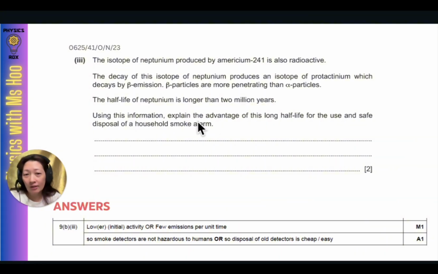So this is not in the syllabus guide. Trust me, I've looked through the syllabus guide to look for this information, which means that this is extra information that you need to know.